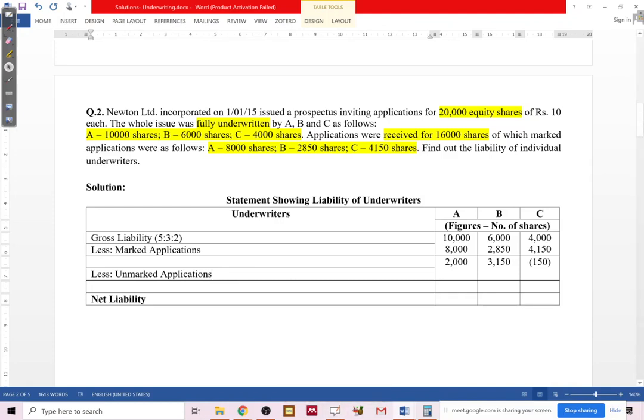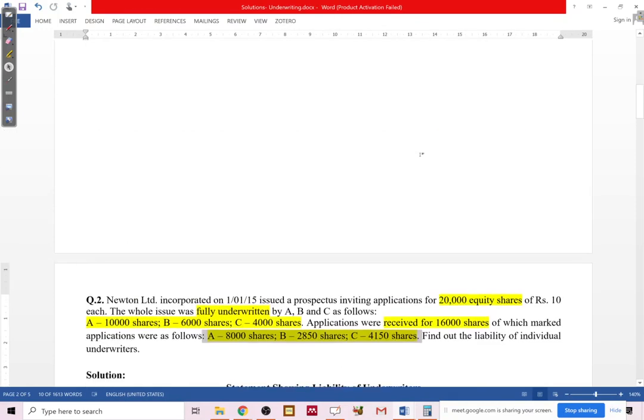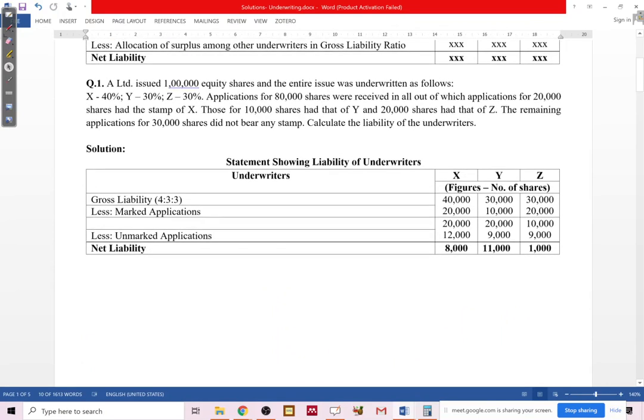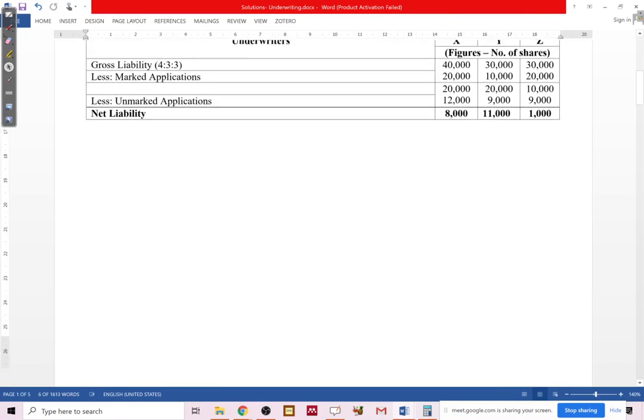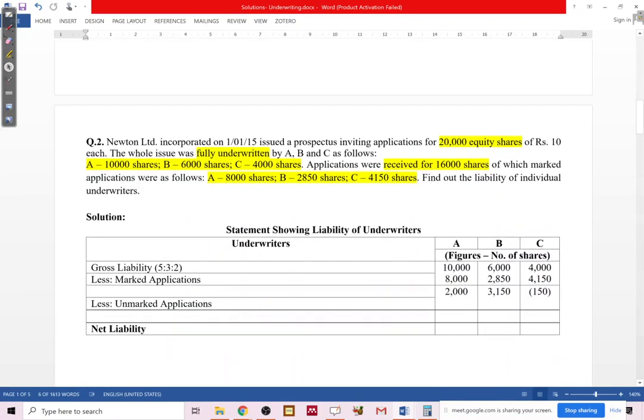Total applications received were 16,000. Out of those, these many were marked. Okay. In the previous problem, unmarked applications were directly given to you. Remaining applications did not bear any stamp. No stamp means unmarked, right? But in this case, it's not given, nothing is mentioned. So let's calculate.